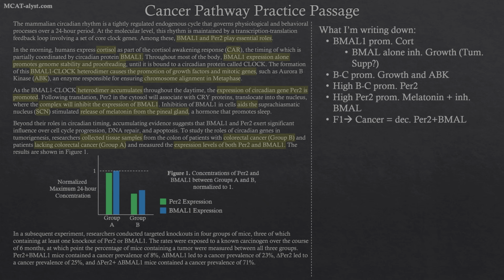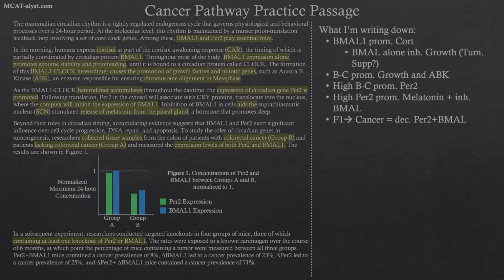In a subsequent experiment, researchers conducted targeted knockouts in 4 groups of mice, 3 of which containing at least 1 knockout of PER2 or BMAL1. So it's like, okay, well, what in the world does that mean? It's okay if you don't understand what that means, because maybe if you read on a little bit, you'll understand the experimental design a little bit more. So let's just pretend like you don't really fully understand what's going on there.